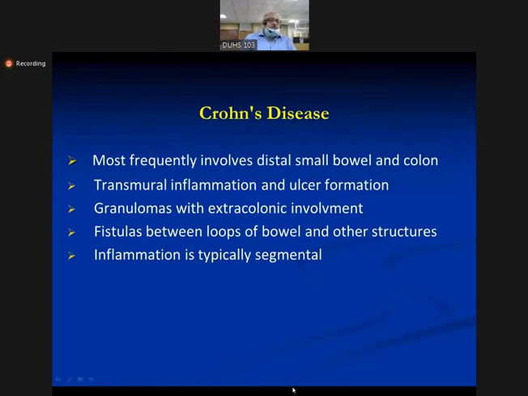Now Crohn's disease. In Crohn's disease, it frequently involves the distal small bowel and colon. So it is not like ulcerative colitis, which is always confined to the colon. It may involve the small bowel, as we saw in the picture. In Crohn's disease, the inflammation is transmural. There can be ulcer formation, granulomas, fistulas, and inflammation is typically segmental. Okay? Skip lesions occur in this Crohn's disease. We have discussed it all.